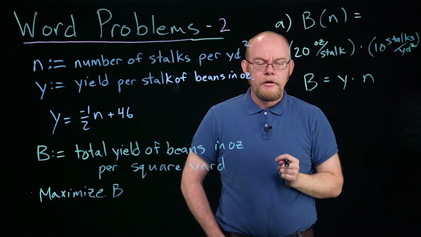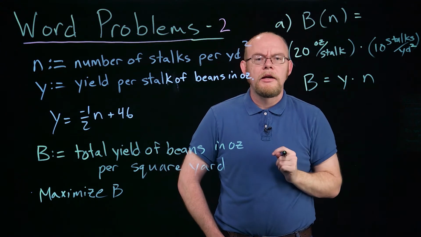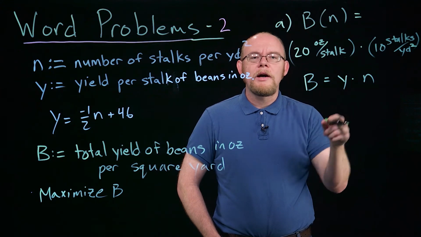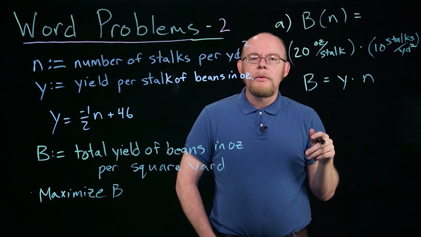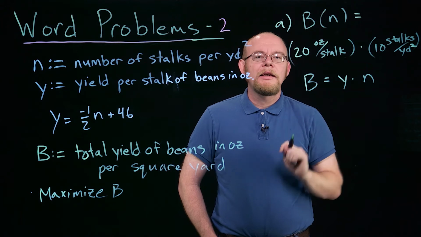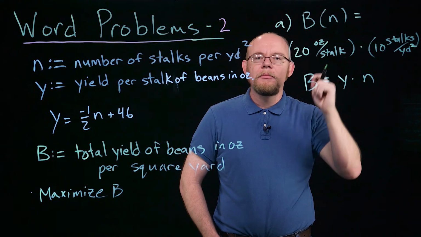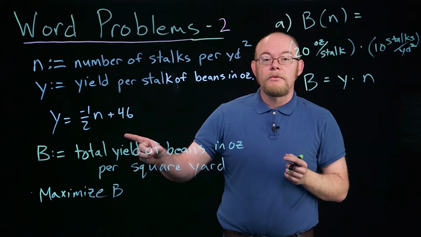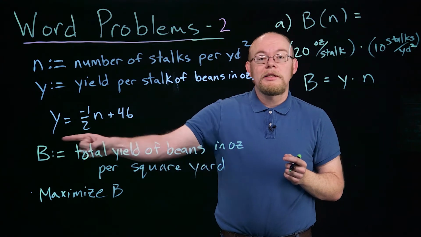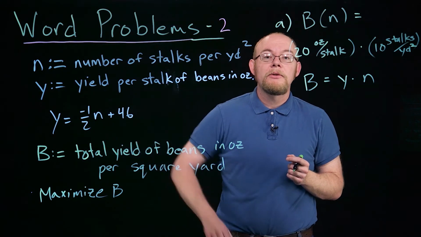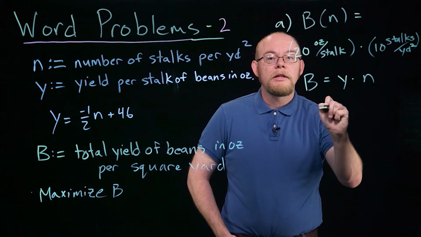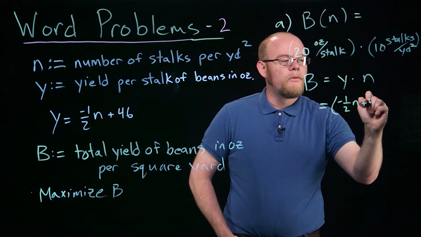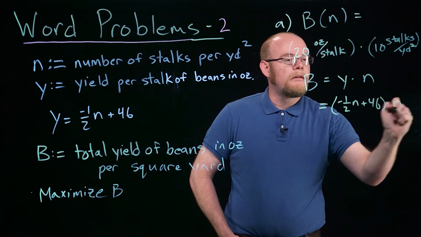Okay, so now we found the relation, but this wants us to find it as a function of the number of stalks planted per square yard, which means that we want the yield to only depend on that, which means that this y, we need to get rid of it. And we can't just simply erase it. The y actually has a very important meaning. It's the number of beans you get per stalk. But we already have figured out a relation for that. That's right over here. So we can take this expression for y and substitute it in. And if we do that, we get negative 1/2 n plus 46 times n.